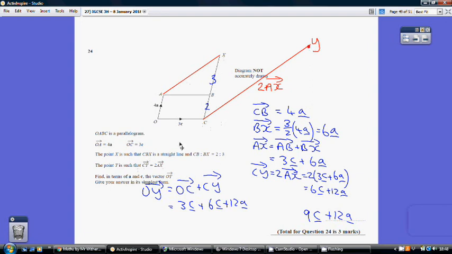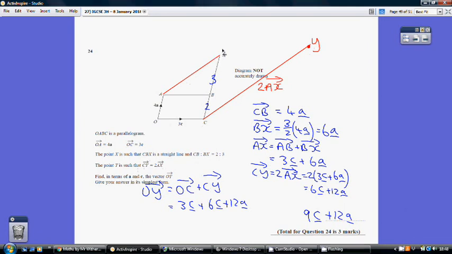Now I'm being asked to find, in terms of a and c, the vector from o to y. The vector from o to y. So let's have a think. So o to y is going to be o to c plus c to y. That's fair enough. And I know that o to c is going to be 3c. So now all I've got to do is work out what c to y is. Now c to y is going to be 2 lots of what a to x is. So I need to work out what a to x is.